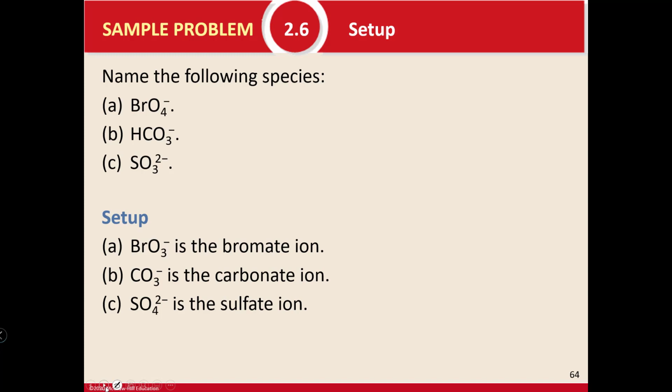If it's sulfur with a 2 negative charge, that's sulfate. If it's sulfur with 3 oxygen and a 2 negative charge, it's sulfite. When you knock an oxygen off, the ending goes from -ate to -ite.